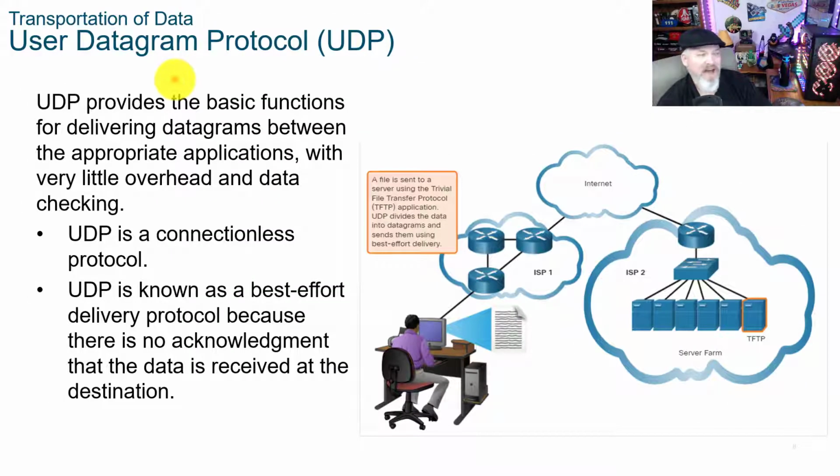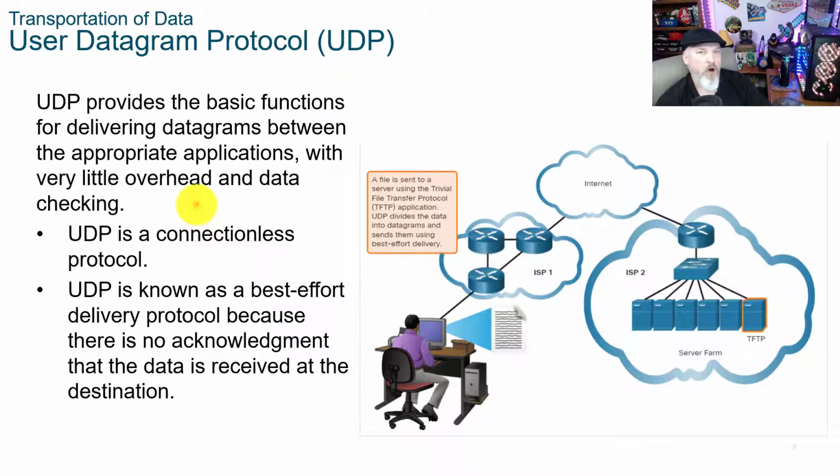UDP, or User Datagram Protocol, provides the basic functions for delivering datagrams between the appropriate applications with very little overhead and data checking. UDP is a connectionless protocol. UDP is known as the best effort delivery protocol because there's no acknowledgement that the data is received at the destination. And if you know what the honey badger is, I call the UDP the honey badger of the protocols. It just don't care. It just sends its information. It doesn't care if it gets there or not.